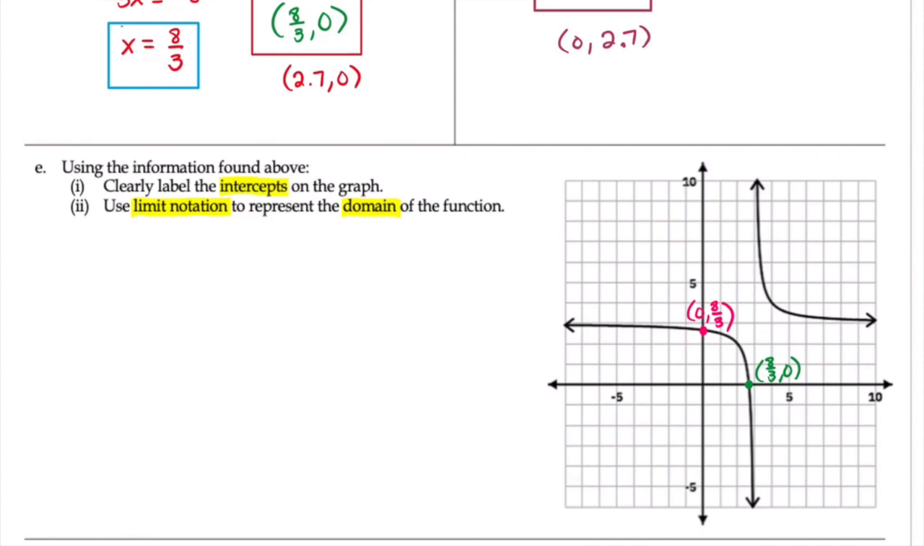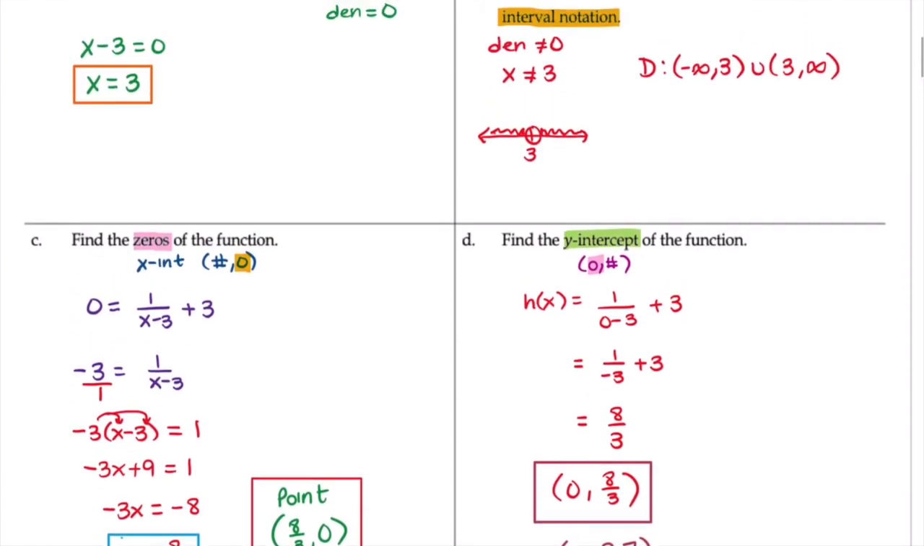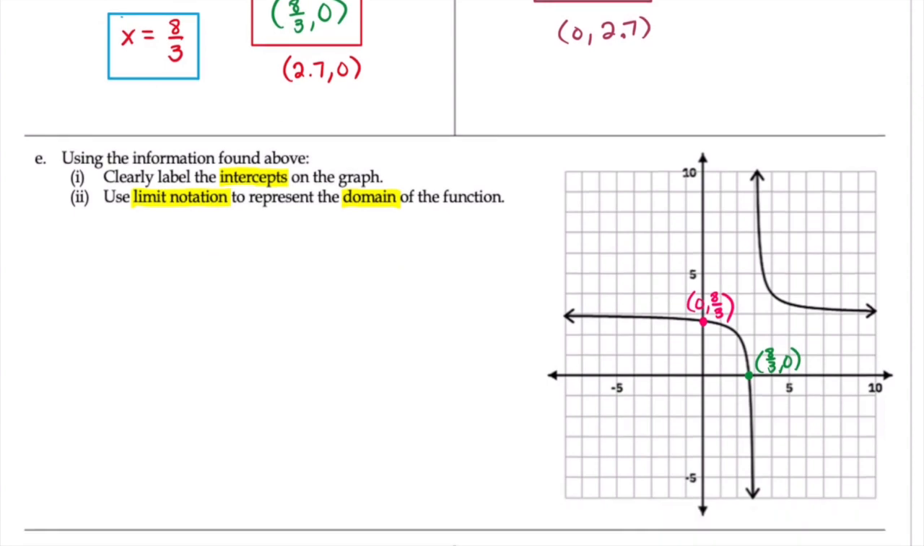Part B, we're going to use limit notation. So how do we use limit notation? We are going to determine what was it that we did not want. So let's scroll back up. We did not want an x value of 3. So let me go back to the graph. 3 is roughly somewhere here, very close to that x-intercept.